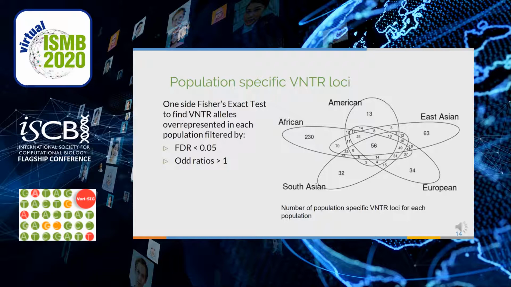that population. As you can see, the Africans here, with 230, have the highest number of VNTR loci, which is expected as they are more distant, followed by the East Asians, which have 63. But there's a good number of VNTR loci that overlap between these different populations, 56 of them, suggesting that these 56 loci have alleles specific to each one, making them hyper VNTRs.